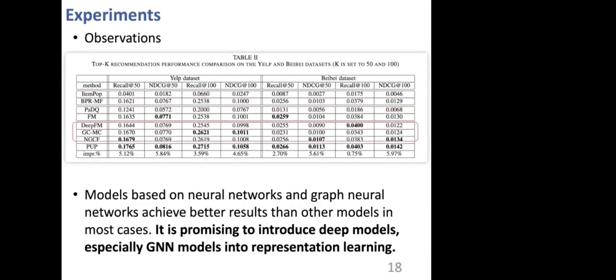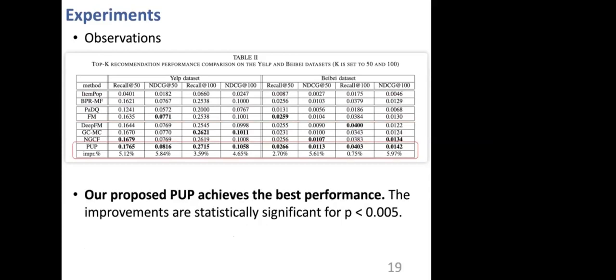The second observation is models based on neural networks and graph neural networks achieve better results than other models in most cases. So it is promising to introduce deep models, especially GNN models, into representation learning. The last observation is our proposed PUP achieved the best performance.